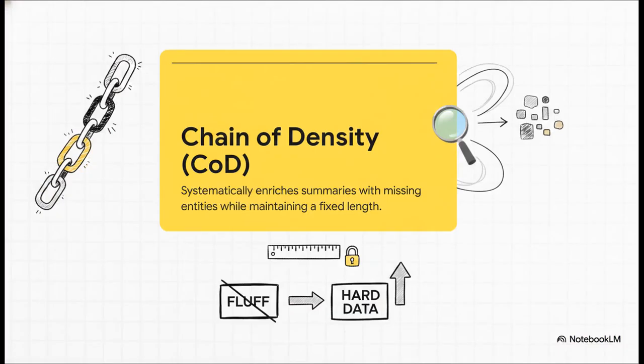Here is the absolute breakthrough. Chain of density, or CoD, is an innovative prompting approach that systematically enriches summaries with missing entities, while strictly maintaining a fixed length. I really want you to let that sink in for a second. The summary gets richer, the facts get denser, but the word count never gets longer. It literally forces the AI to swap out the useless fluff for hard data.